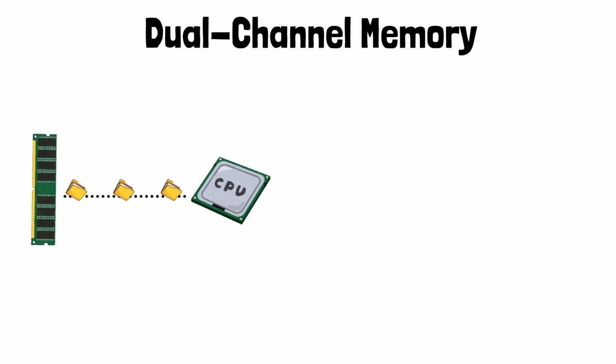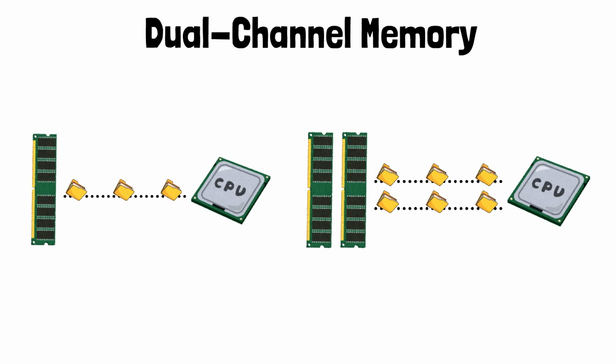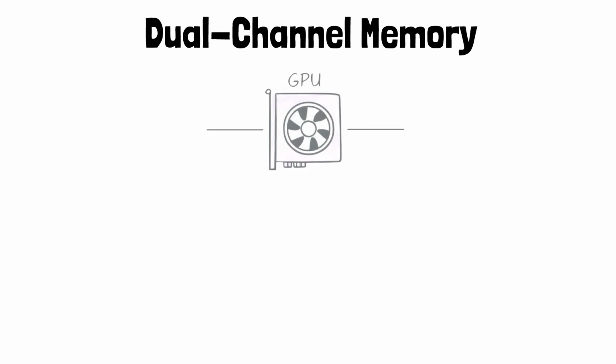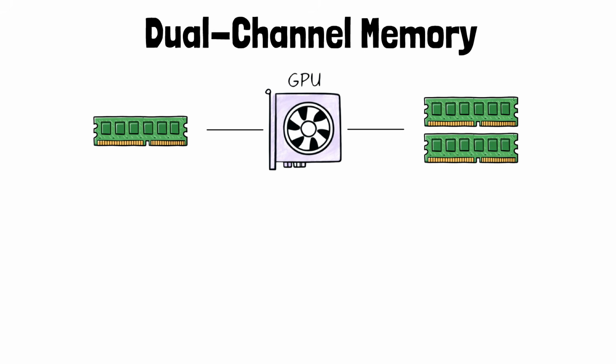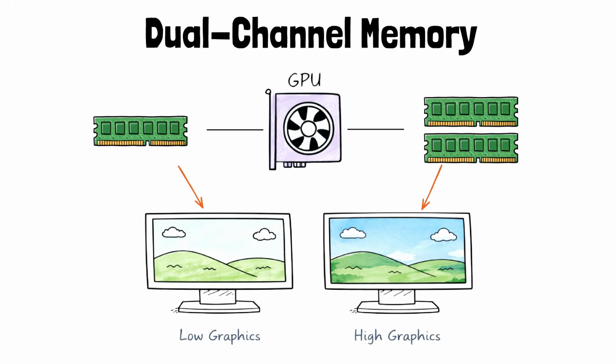Dual-channel memory. Dual-channel memory means using two RAM sticks together to increase memory bandwidth. This is why matching RAM sticks, same size and speed, is important. Dual-channel is especially beneficial for integrated graphics, where the GPU uses system RAM instead of dedicated video memory. More bandwidth directly improves graphics performance.